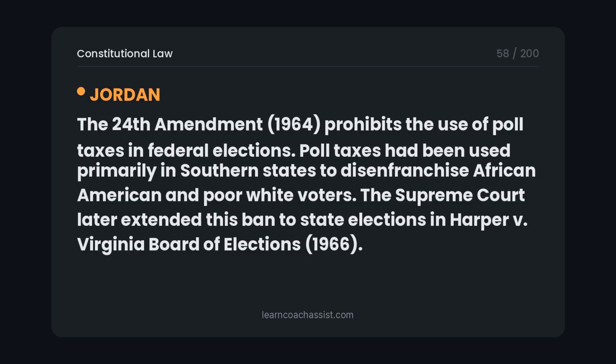What is the 24th Amendment? The 24th Amendment, 1964, prohibits the use of poll taxes in federal elections. Poll taxes had been used primarily in southern states to disenfranchise African American and poor white voters. The Supreme Court later extended this ban to state elections in Harper v. Virginia Board of Elections, 1966.